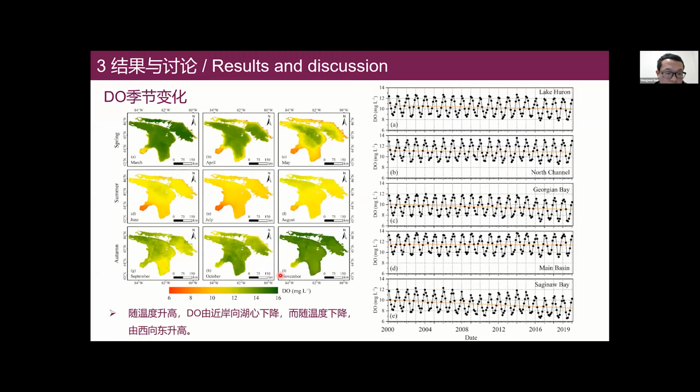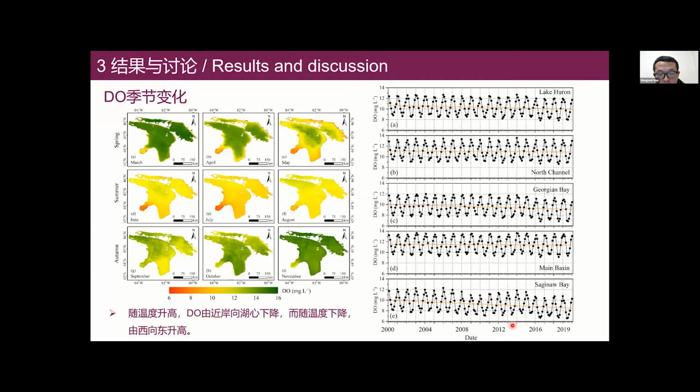From August to November, we observed that the DO gradually increased in the whole lake instead of increasing from the center of the lake to the offshore. The DO in the Saginaw Bay was significantly lower than that of other sections in the same month, with the lowest in July and highest in April.